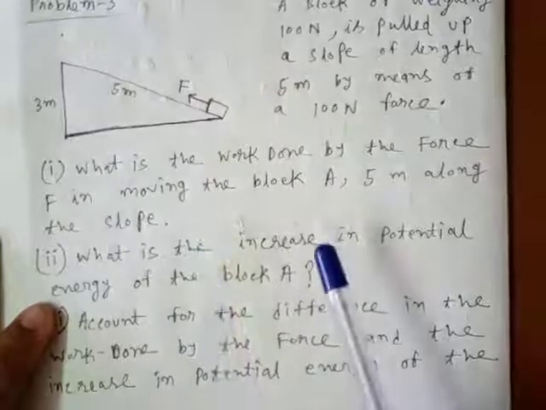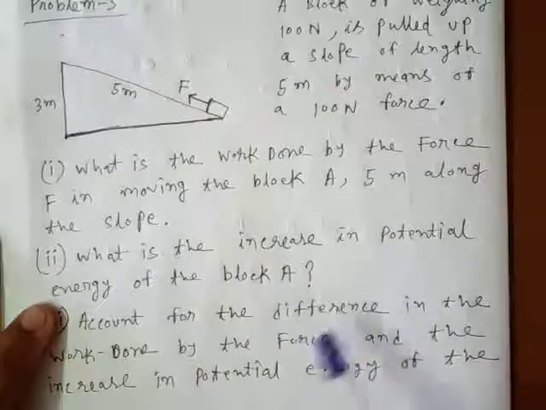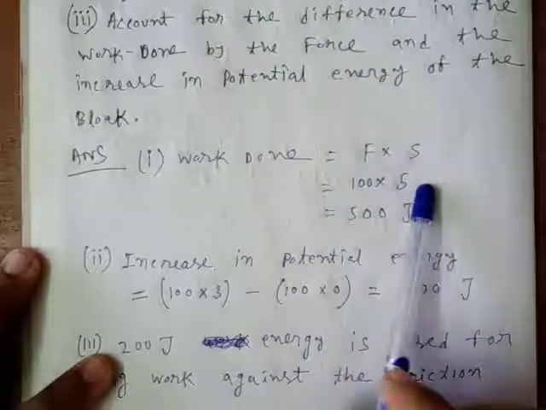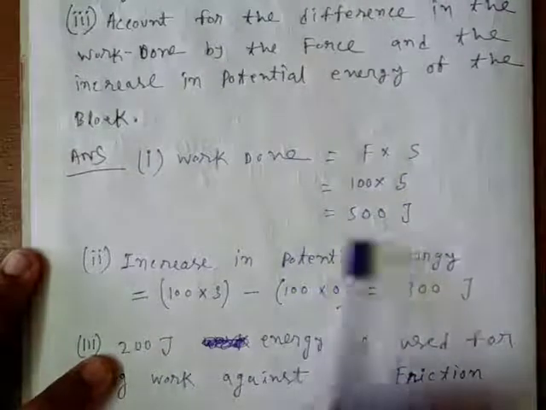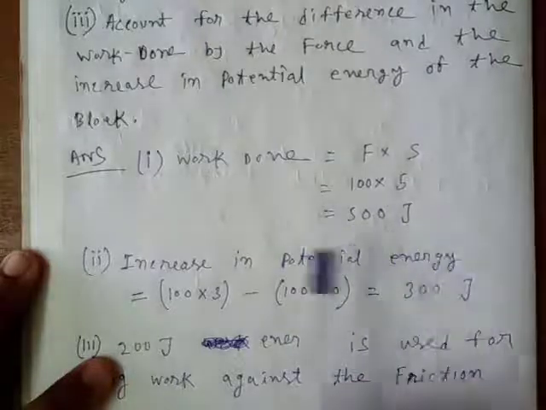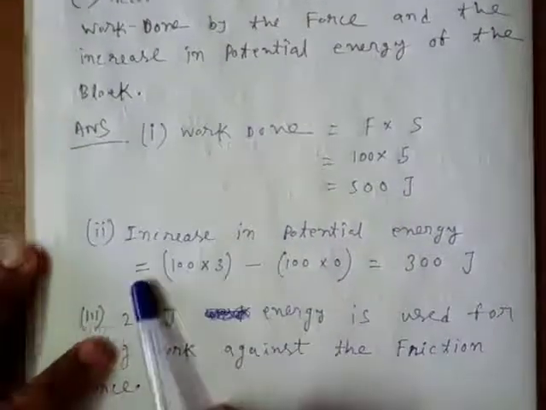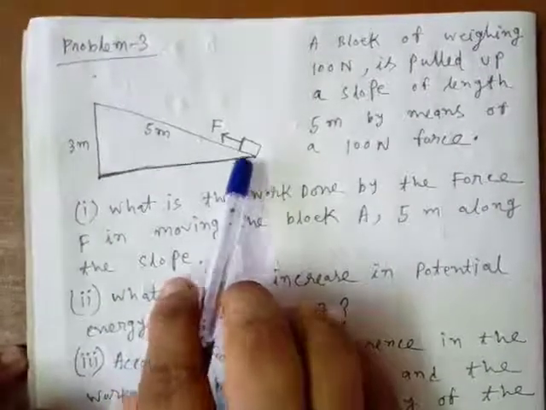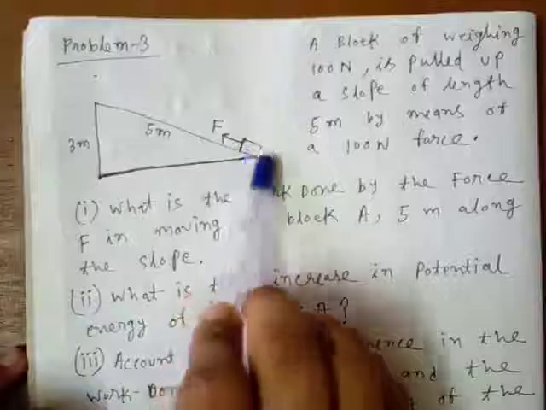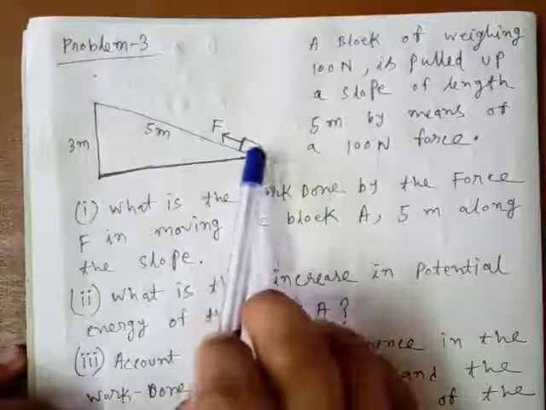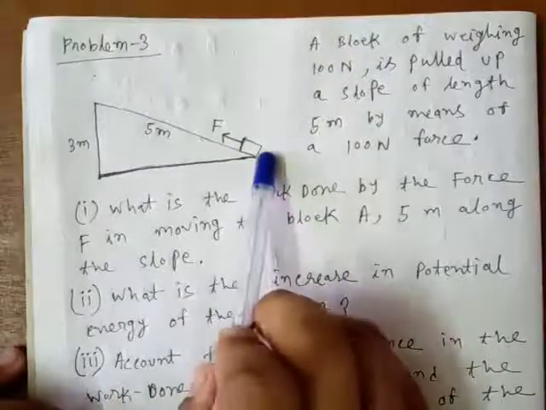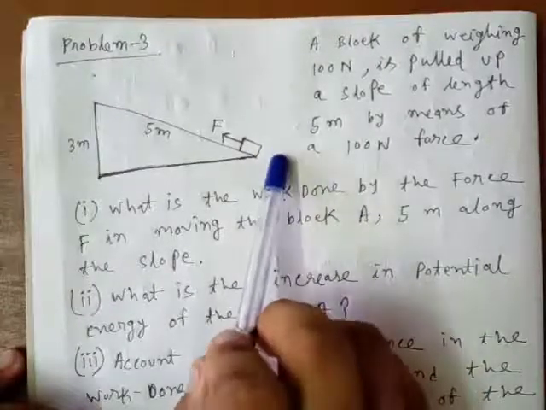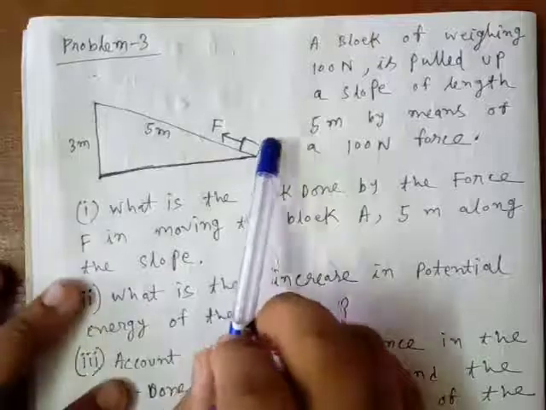Okay, so obviously the work done will be force multiplied by displacement. So force is 100 Newton and displacement is 5 meter, so work done is 500 joule. Now it is asked the increase in potential energy. When the body is at this initial point, the height from the ground is 0, so the potential energy will be mgh. In place of h we put 0, so the initial potential energy is 0.